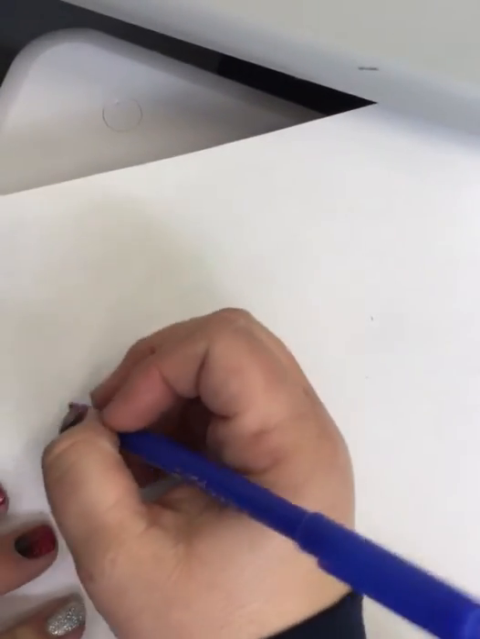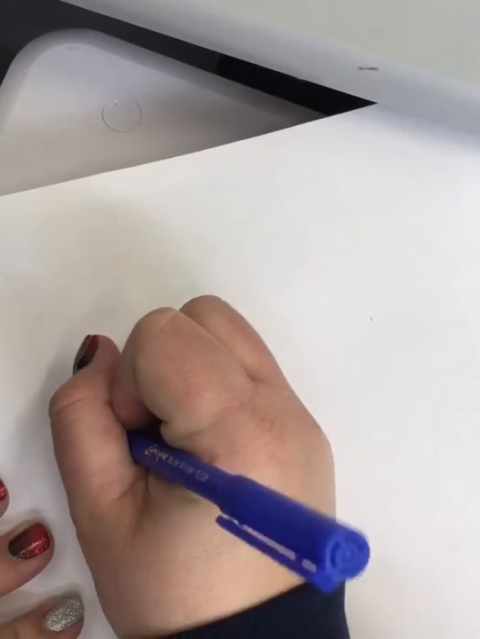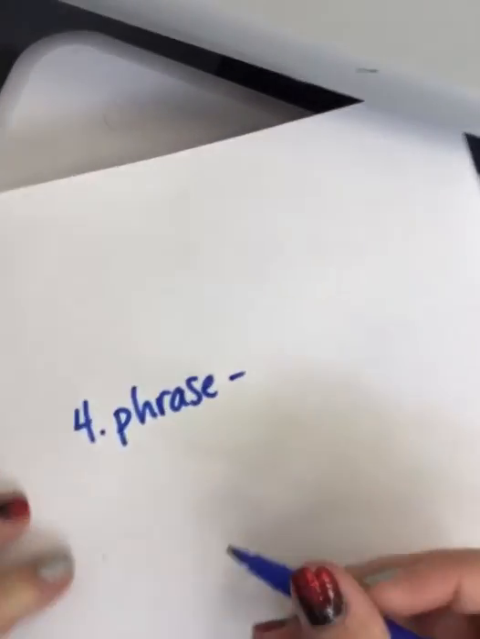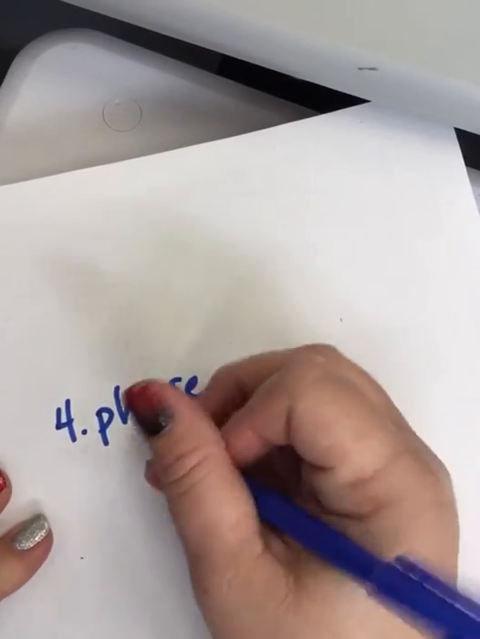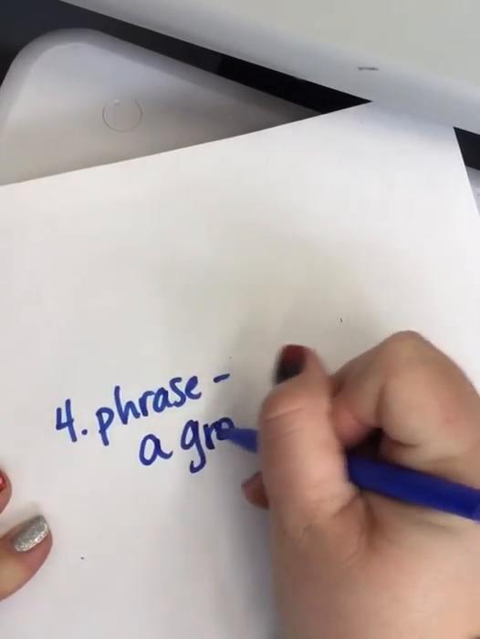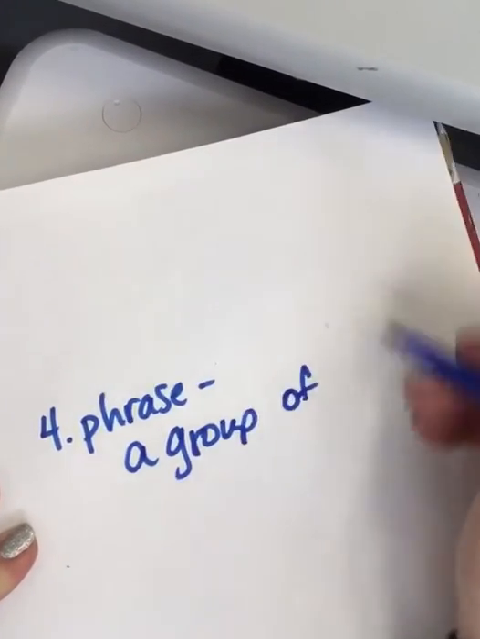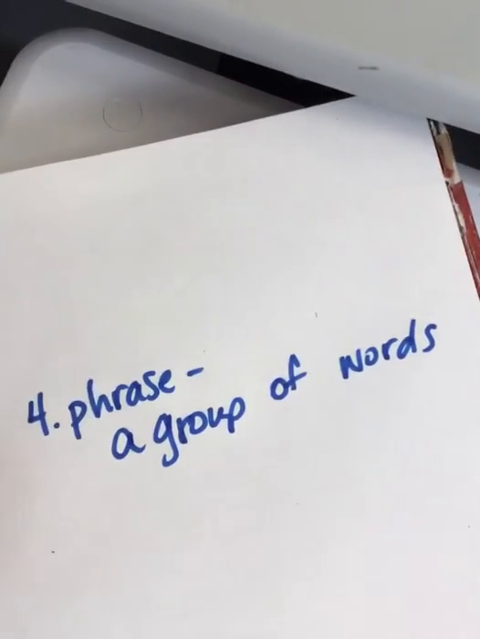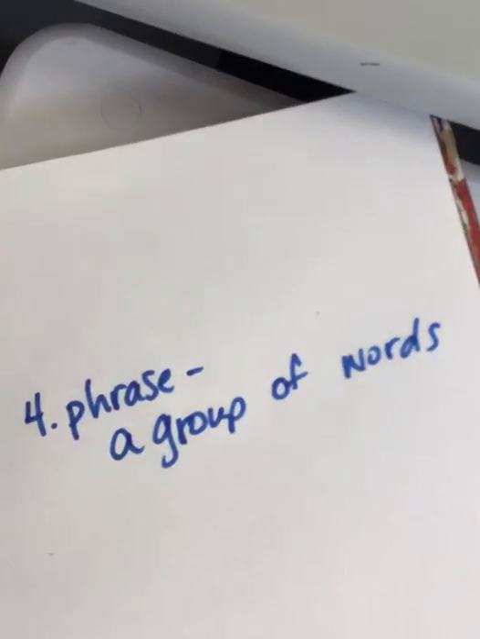So what number is phrases? 3? 4. Okay. So the definition of phrase, you can just put a dash. A phrase is just a group of words. And there are different types. Like I said, noun phrase, verb phrase, prepositional phrase, appositive phrase. Okay?